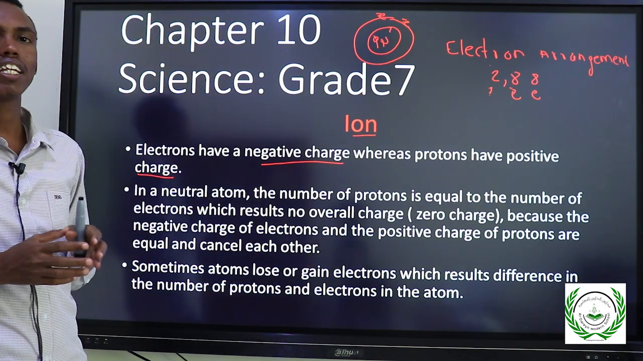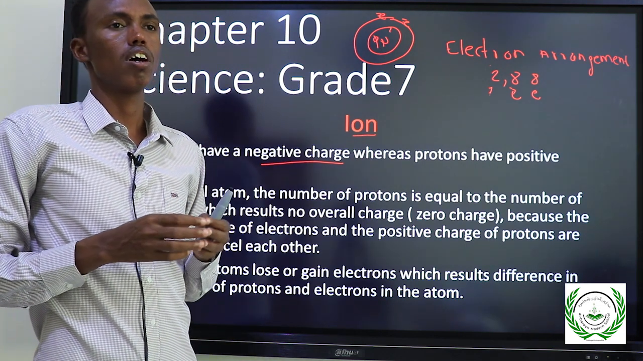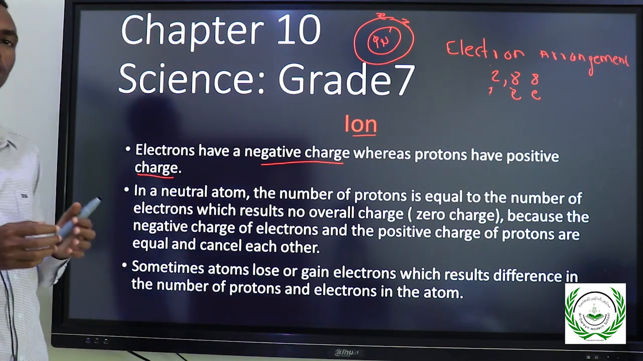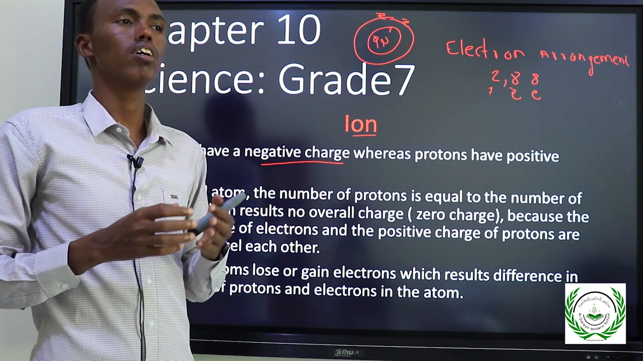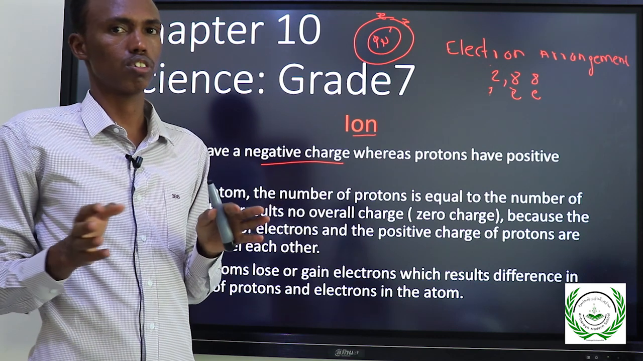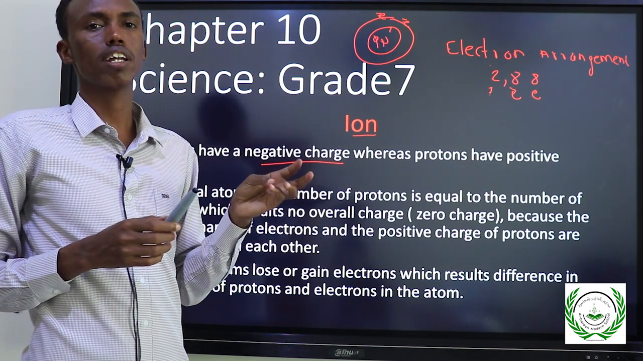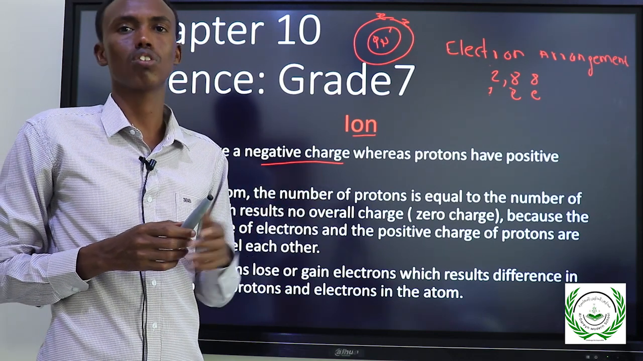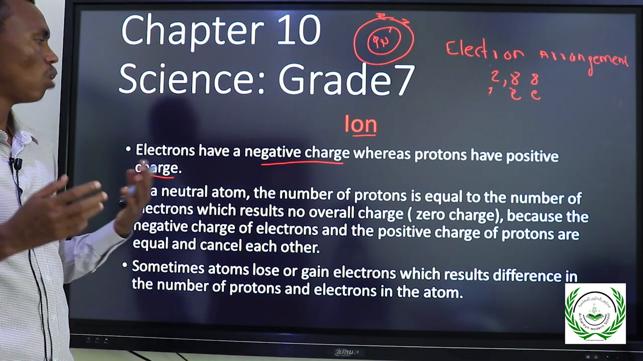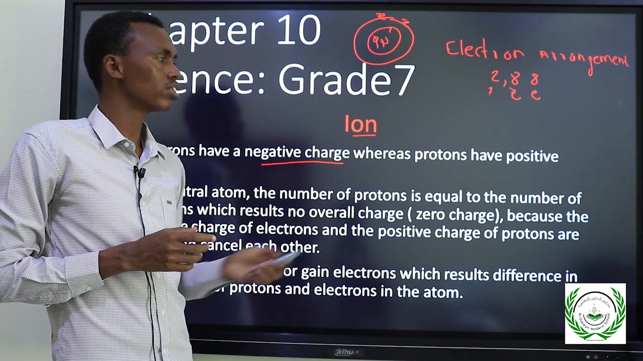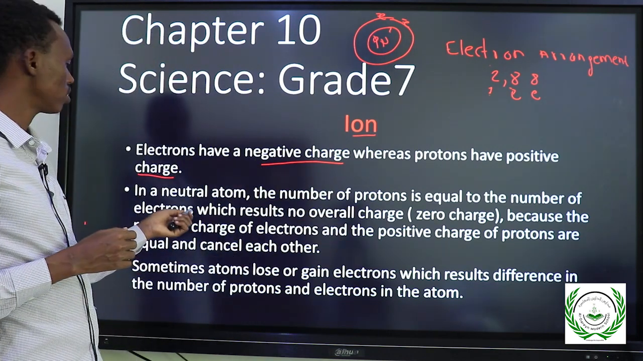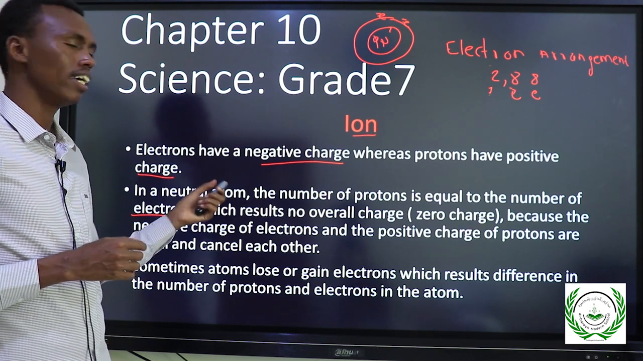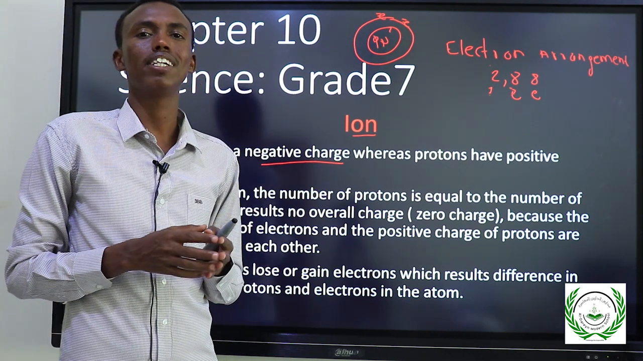So electrons have negative charge, minus, protons have positive charge. In a neutral atom, okay, in a neutral atom means an atom which does not lose nor gain electrons. Okay, so when an atom does not lose or gain electrons, it is neutral. In other words, we say when the number of protons is equal to the number of electrons. In this way we can say this atom is a neutral atom.